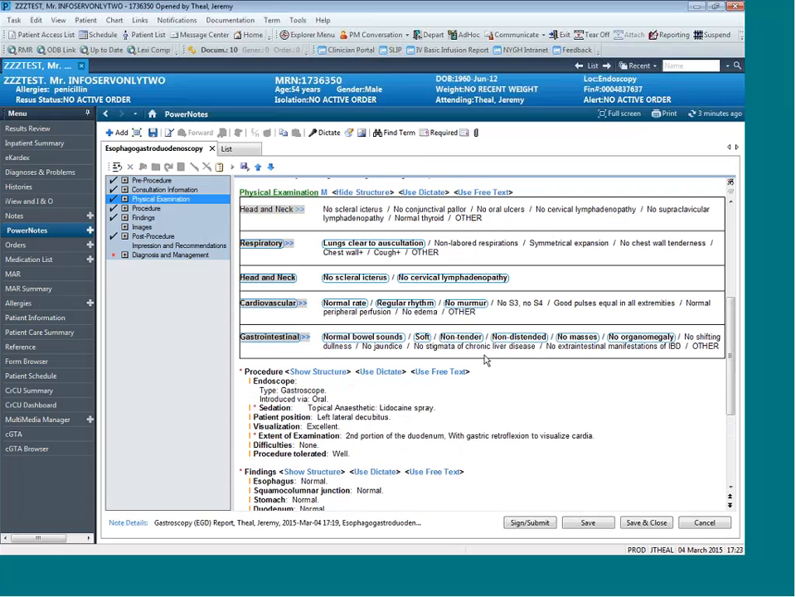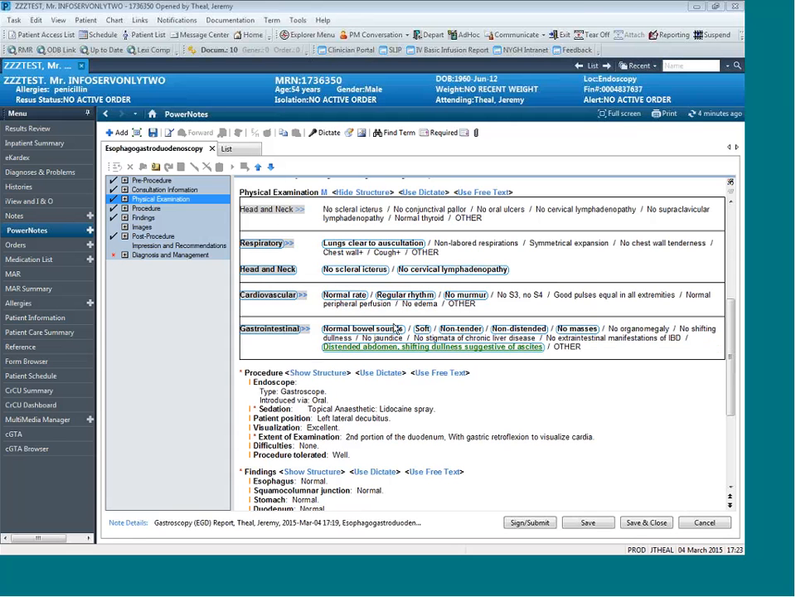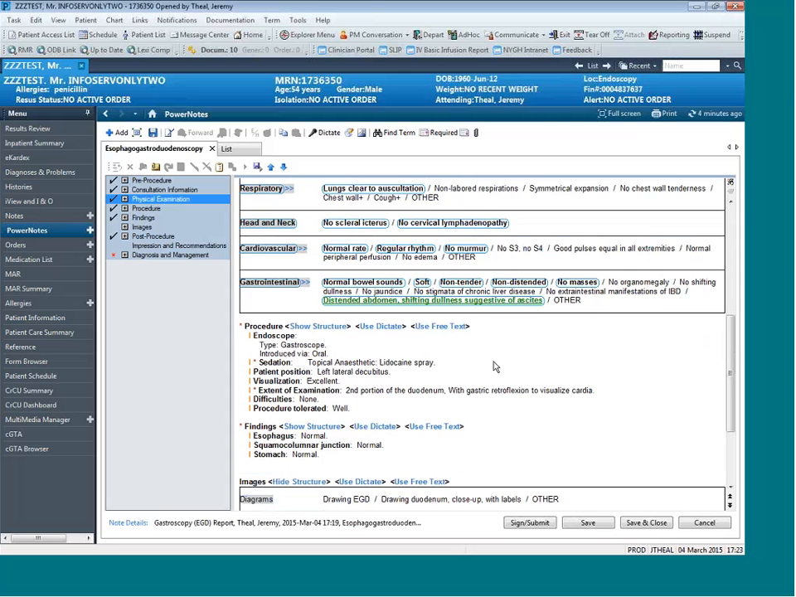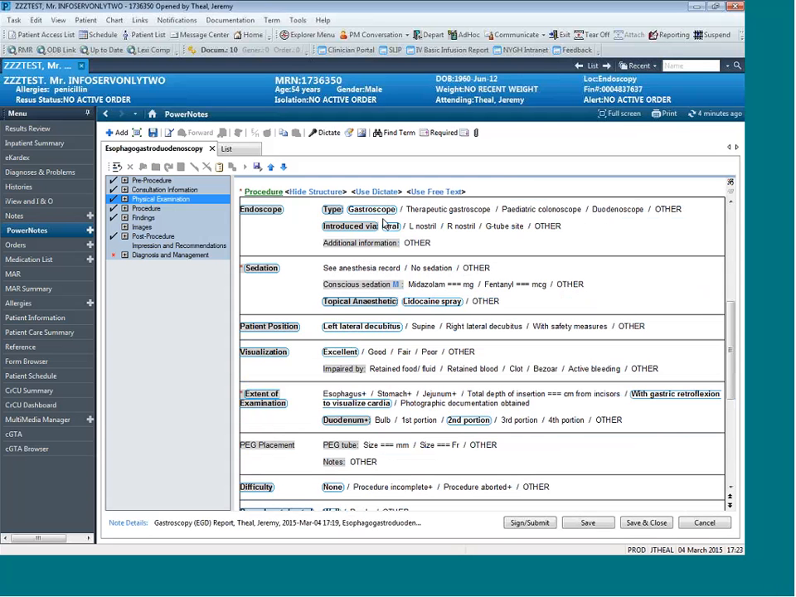In this case, I'm going to say that there were a couple of pertinent abnormalities. Instead of there being no organomegaly in this case, distended abdomen, shifting dullness suggestive of ascites. There we go. So I've completed my physical exam, and now I'm going to move on to the actual procedure.